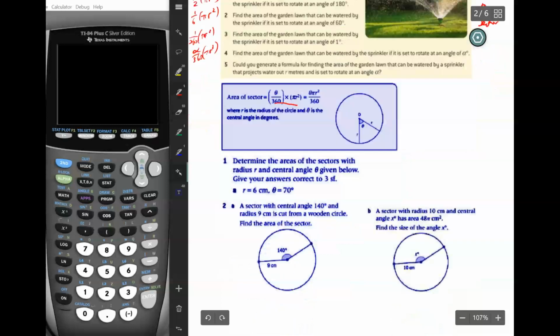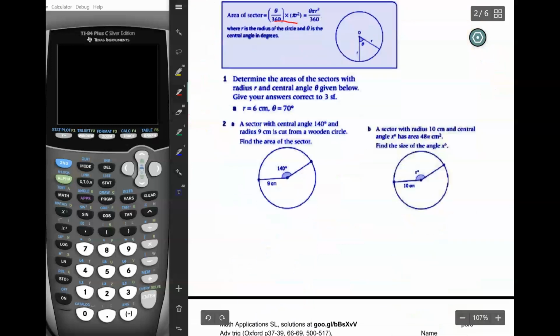All right. r equals 6 centimeters and theta equals 70 degrees. So the formula is theta divided by 360 times pi r squared. So in this case, it would be 70 divided by 360 times pi, and r squared would be 6 squared. So let's put that in the calculator and solve.